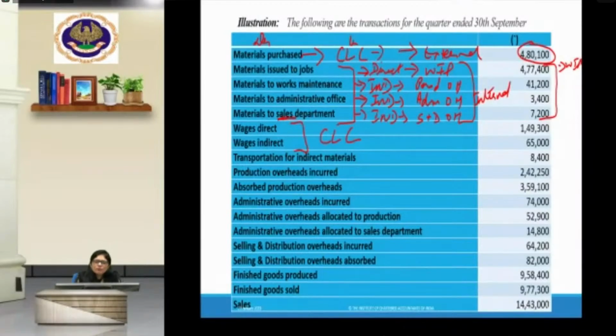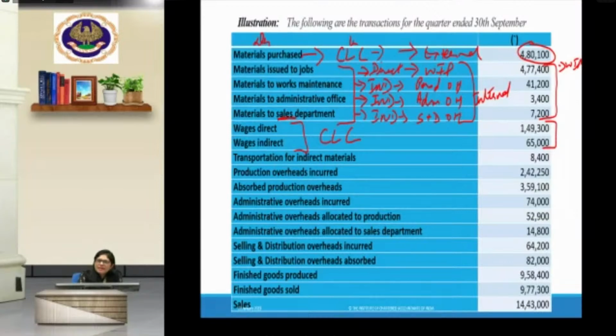So direct wages or indirect wages, both will go to wages control account, debit to CLC, both of them. Clear? So both of them, 149,300 plus 65,000. For both, the entry will be the same, wages control account debit to CLC. So first you have to make an entry through CLC. Wages control account debit to cost ledger control account. I hope you're making a posting to the accounts directly.